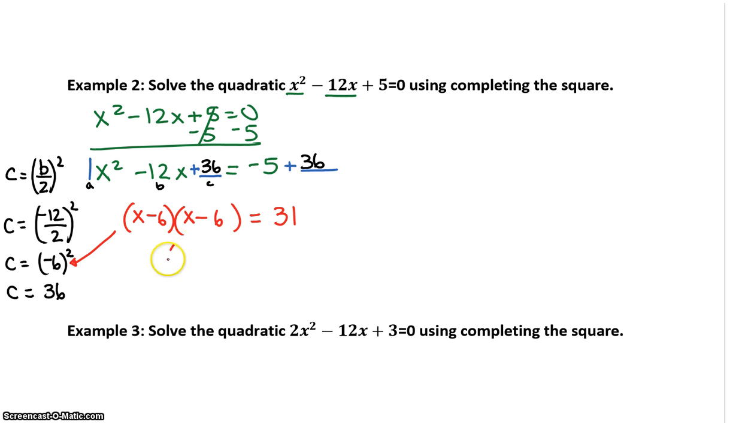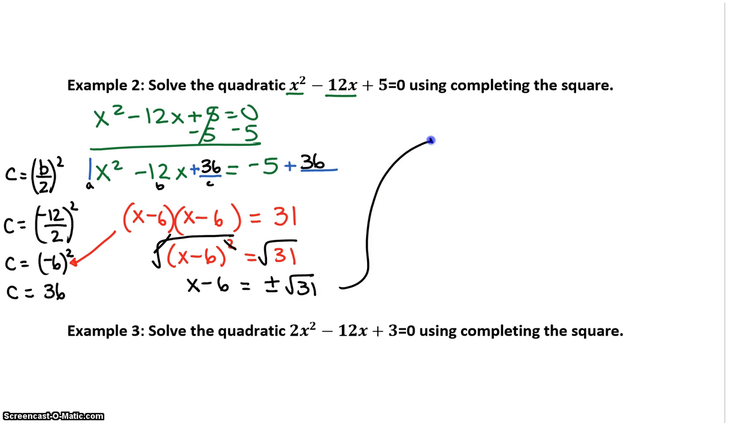Alright, so now we can write this as (x minus 6) quantity squared equals 31, and we go into the solving of this. We're going to go ahead and square root both sides. The square and the square root cancel. We're left with x minus 6 equals plus or minus the square root of 31.